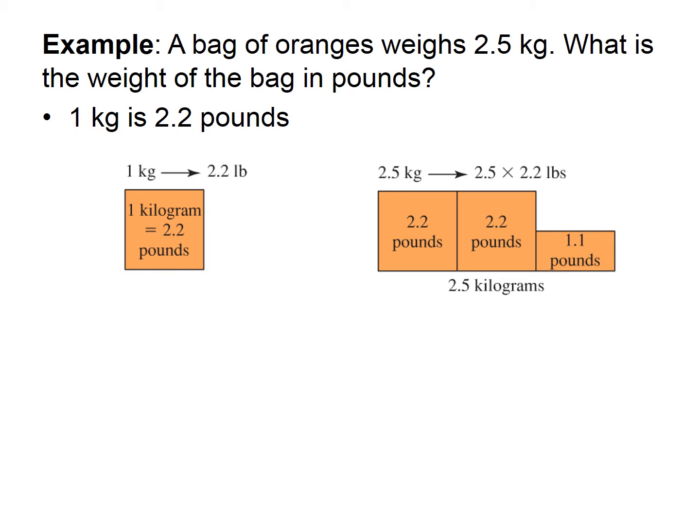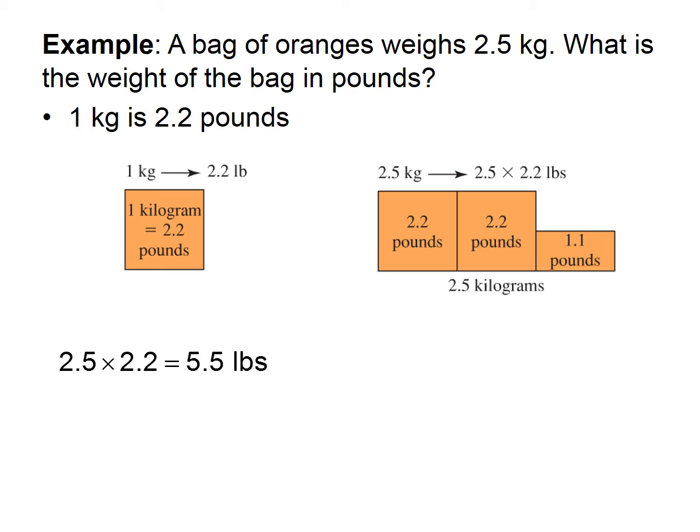Now if I have 2.5 kilograms, then I've got one box, two boxes, and another half box. According to our meaning of multiplication, I've got 2.5 groups. Each one of these groups contains 2.2 pounds. So take the number of groups times the number of items in a group, and I get the total number of items. In the end, we solved this problem by taking 2.5 times 2.2, and if we do that arithmetic, we get 5.5 pounds. So there's the solution to our problem.